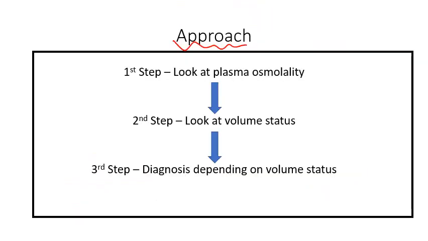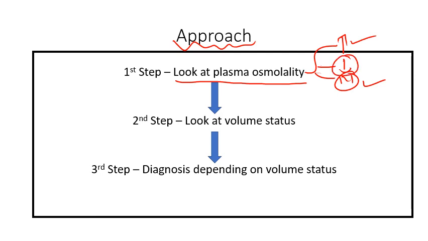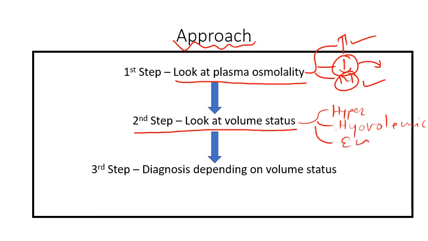So how do we approach a case of hyponatremia? There are usually three steps that will lead you to the diagnosis. Number one, the thing you should be looking at is plasma osmolality. It can be increased, decreased, or normal. If it is increased, there is a different set of diagnoses. If it is normal, there is a different set of diagnoses. However, if it is decreased, you need to investigate further. You need to look at the volume status of the patient. The volume status can be hypervolemic, hypovolemic, or euvolemic. Depending on these three, you will get the diagnosis.